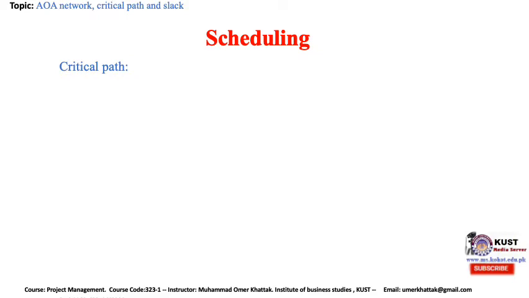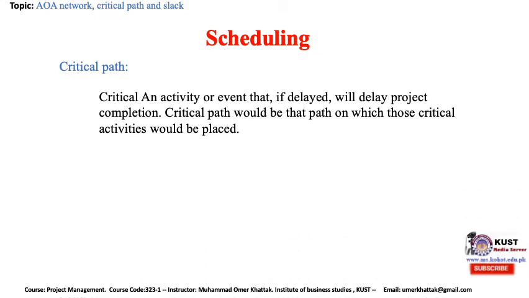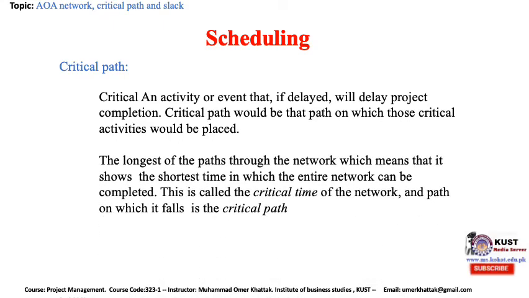Critical path. Critical means an activity or event that, if delayed, will delay project completion. Critical path would be that path on which those critical activities would be placed. It is the longest of the paths through the network, which means that it shows the shortest time in which the entire network can be completed. This is called the critical time of the network, and the path on which it falls is the critical path.